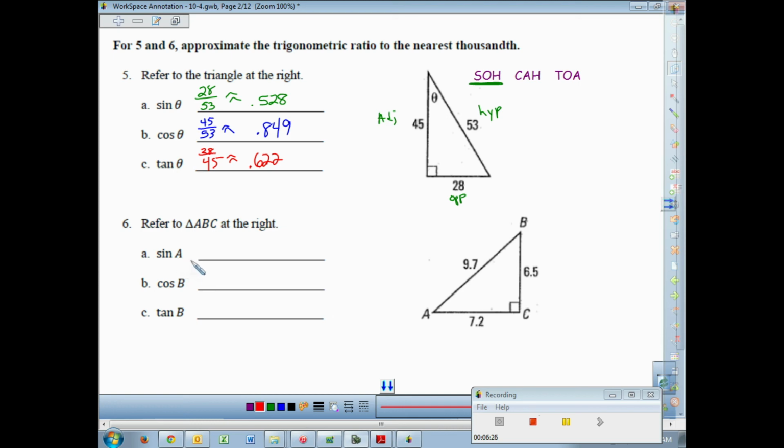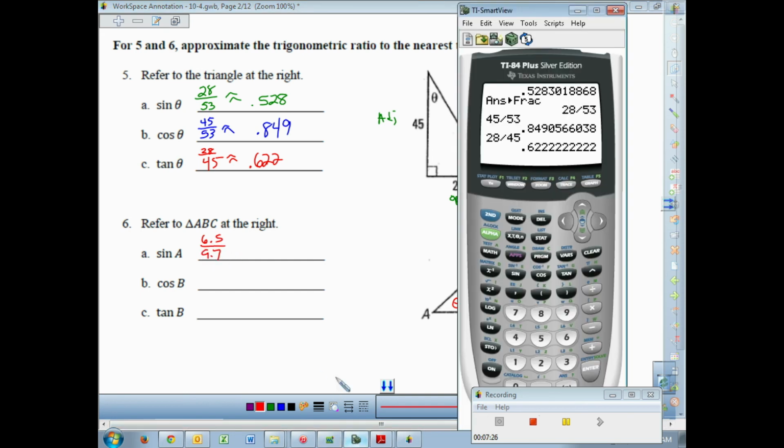So let's find the sine of A. I'm going to put a theta in there. And let's see, sine is what over what? Opposite over hypotenuse. So what's opposite that theta right there? 6.5 over hypotenuse, which is, let's see if that reduces at all. 6.5 divided by 9.7, and then math, enter. Did it reduce?